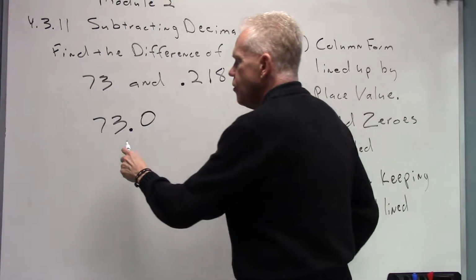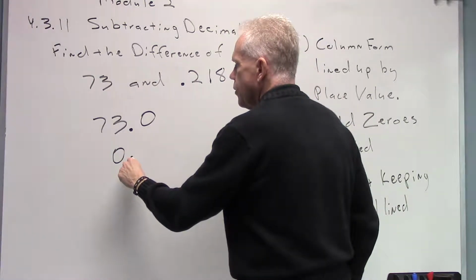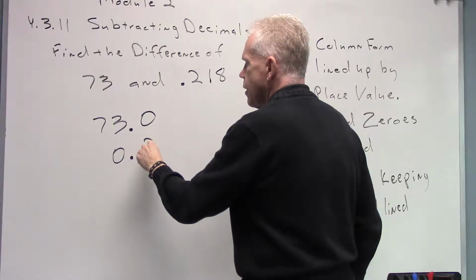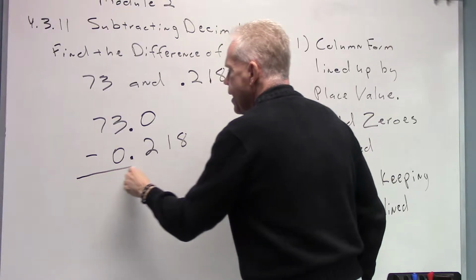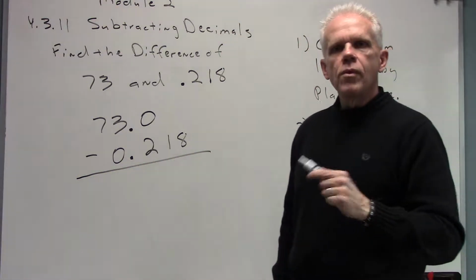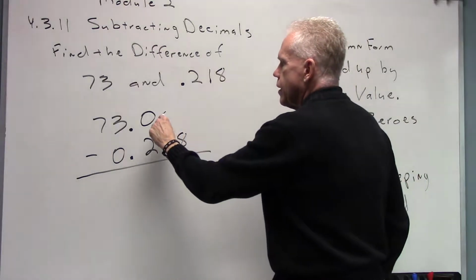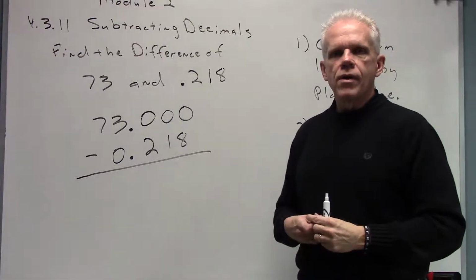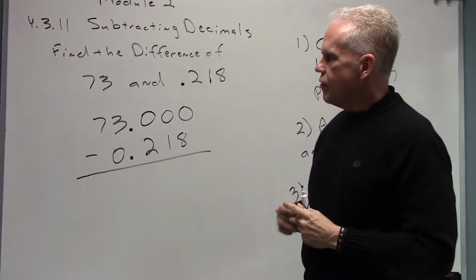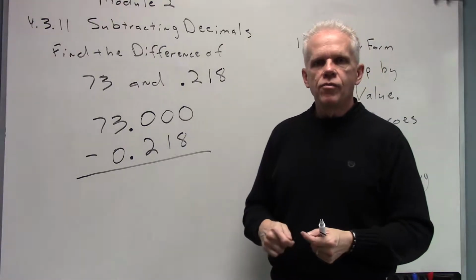Now, most of the time, many folks will actually put a 0 placeholder here in the ones place and then come in with their 218 behind that. Now that everything's aligned, we are ready to subtract. Oh, except for one thing. Let's fill in a couple more zeros up here so we'll have something to subtract from. All right, so this is our setup. Notice our decimals are aligned, our place values are aligned, and we're ready to subtract.